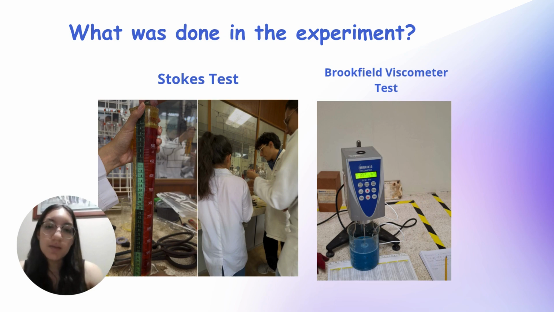For the second method, we used the Brookfield viscometer with all seven available spindles and three rotation speeds, in this case 20, 50, and 100 RPM for each of the tested temperatures. In this case, ambient 25.90 centigrade, warm 31.40 centigrade, and cold 20.8 centigrade.